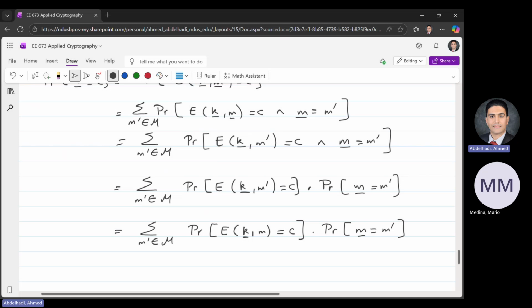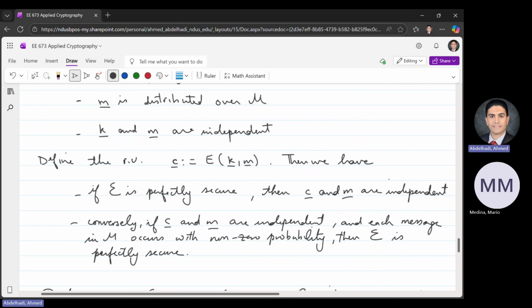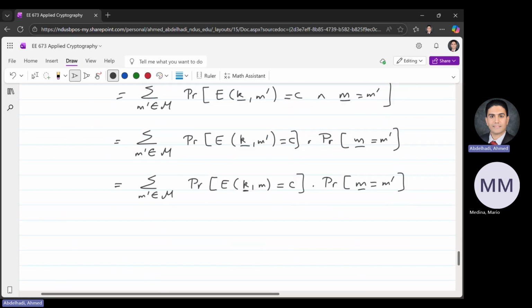Because we are assuming perfect security. Perfect security. So again, what are we trying to prove? If E is perfectly secure, then C and M are independent. So because they are perfectly secure, if you use a random key to encrypt a message M and use a random key to encrypt a message M prime, it should give you the same cipher with equal probability, right? Which is basically what this equation is saying. If you encrypt with a random key M prime and encrypt with a random key M, they're both going to give you the same cipher. So this comes from perfect security.